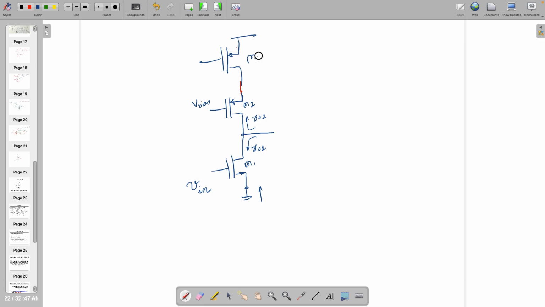If I add one more transistor M3 with V bias 2, now tell me what is the gain. Let's start with maybe what is the output resistance. This side still we know that it's RO1. What is going in shunt? Upside.